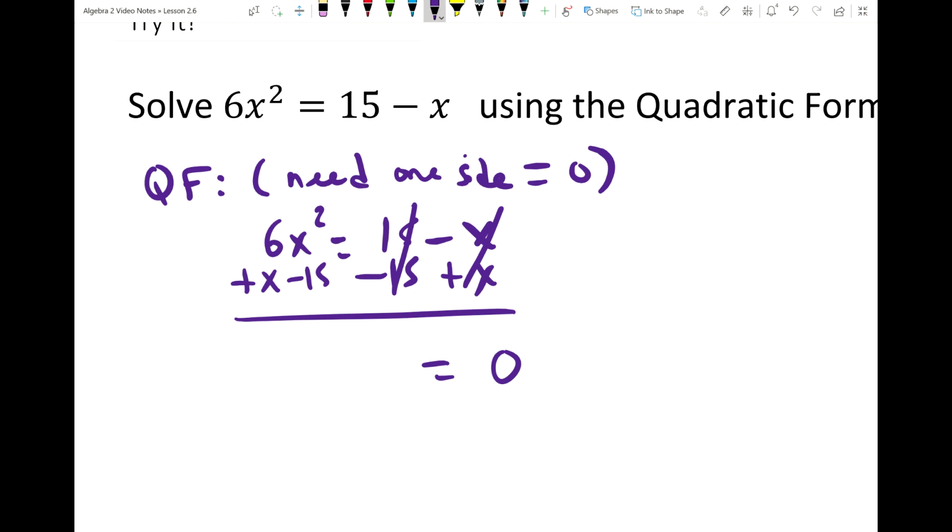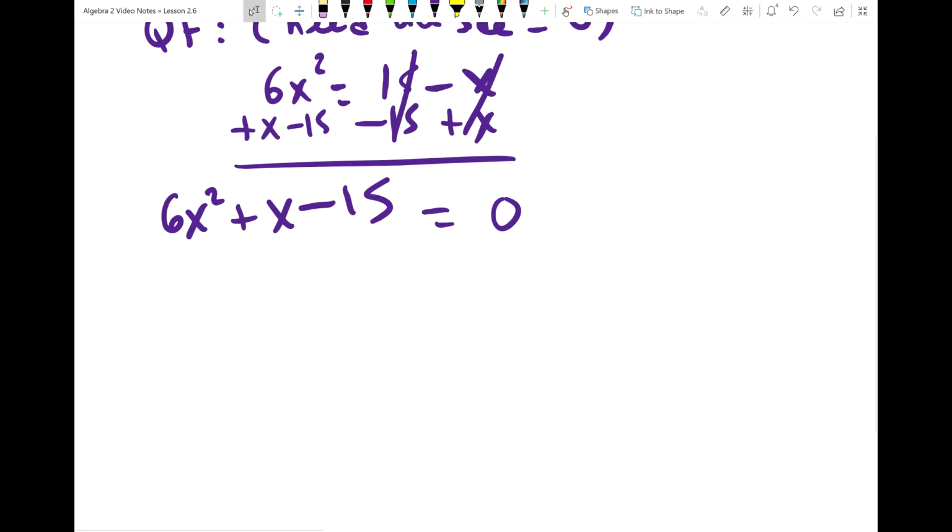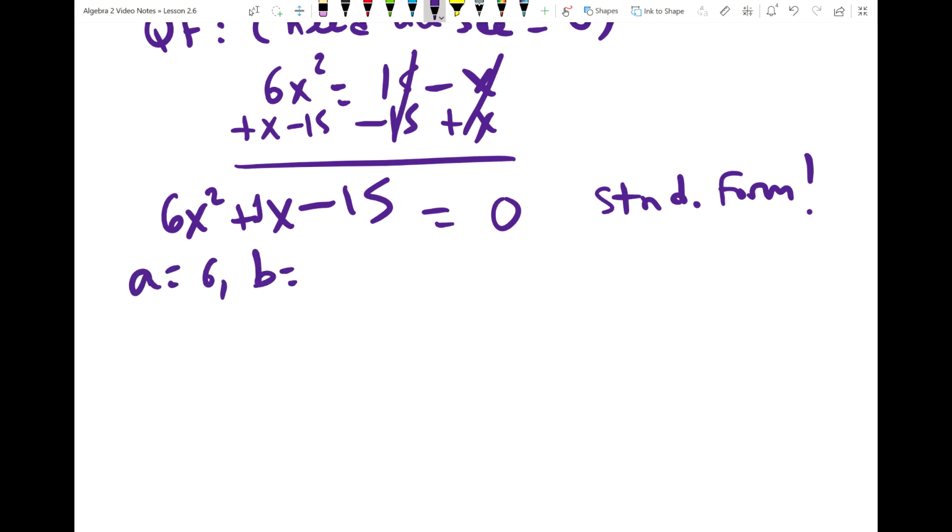Now I like to write the x squared first, and then the x, and then the constant. So I'm gonna write the 6x squared first, and then the positive x second, and then the minus 15 last. And that way it's in standard form, right? So this right now is in standard form, which is what we want. So now we know a is 6, b is an invisible 1 there, and then c is negative 15.